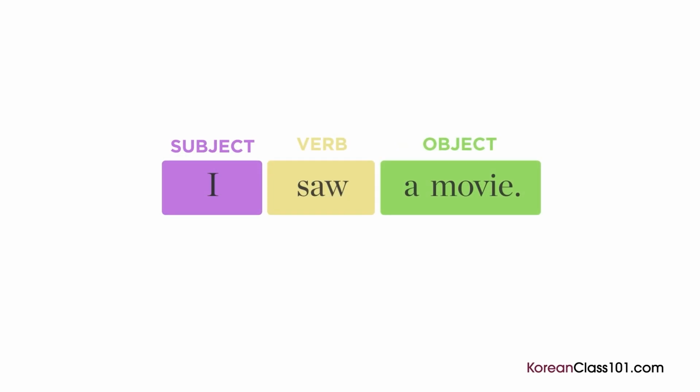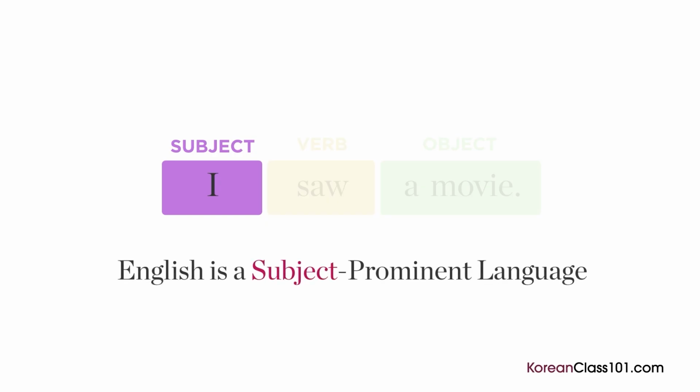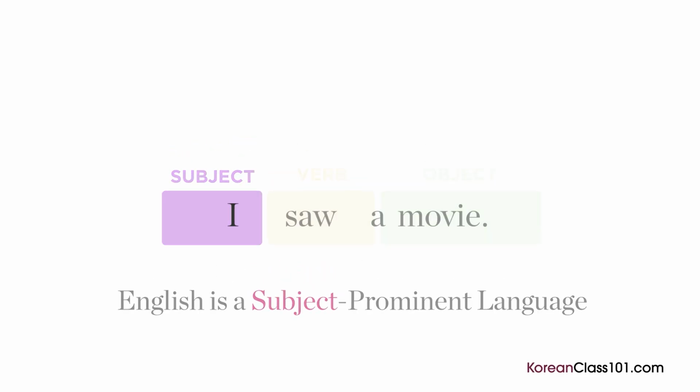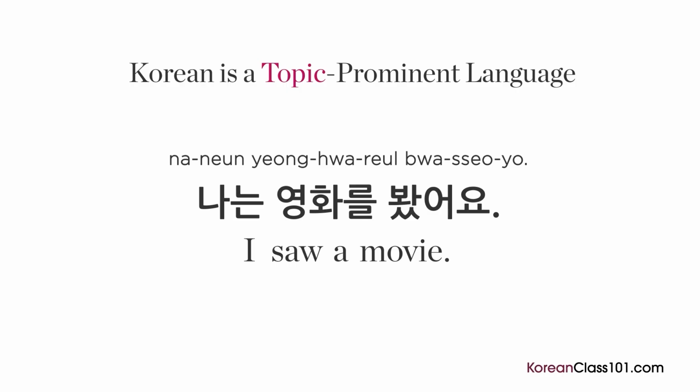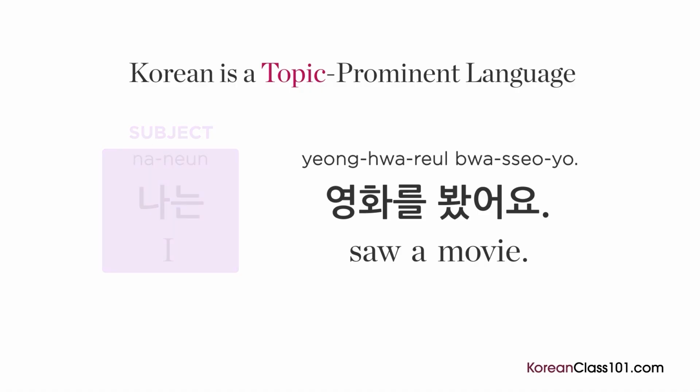The same is true if we had omitted the verb. Since the subject is the integral component in the sentence, this makes English a subject-prominent language. Korean, on the other hand, is a topic-prominent language. Unlike English, the focus of each Korean sentence is the topic, not the subject. Essentially, the watched a movie portion, 영화를 봤어요, is the main focus of the sentence.